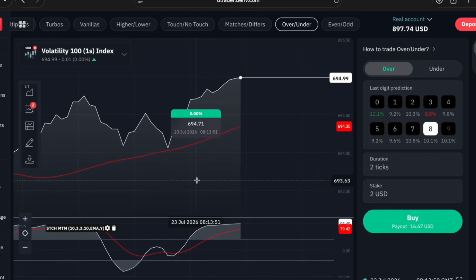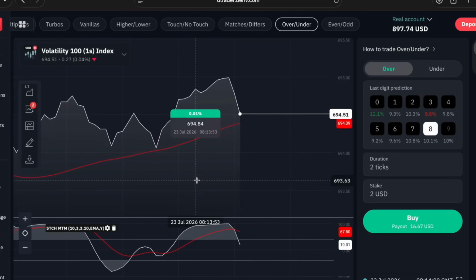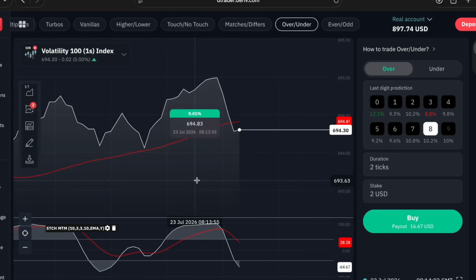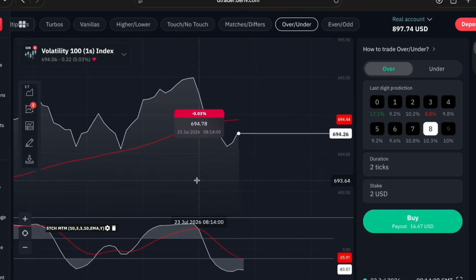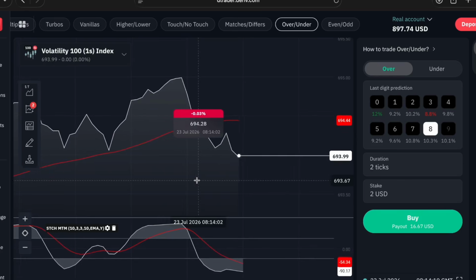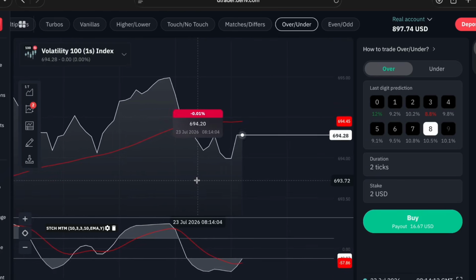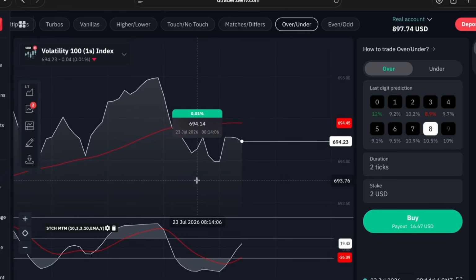Number 2, chasing losses. This one destroys accounts. After losing, people double the stake, then lose again, then double again, and eventually one bad streak wipes out the account. That's not Deriv, that's poor risk management.